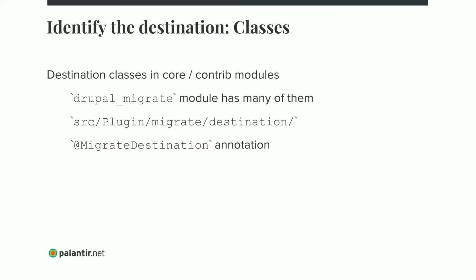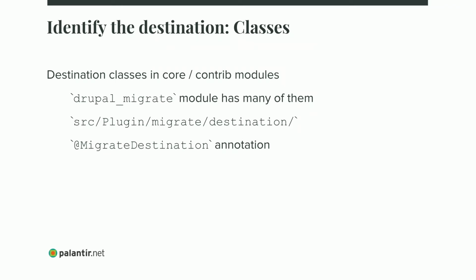This stage is like an exploratory phase. You can either look online or you can look around in your code editor and try to find what are my options for creating things? Do any of these make sense? If I'm trying to migrate into a node, is there one that exists that's called node? Or if it's a paragraph, is it called paragraph? And then this @MigrateDestination annotation is another way that you can find it, and it'll be present in all of the classes that define it.